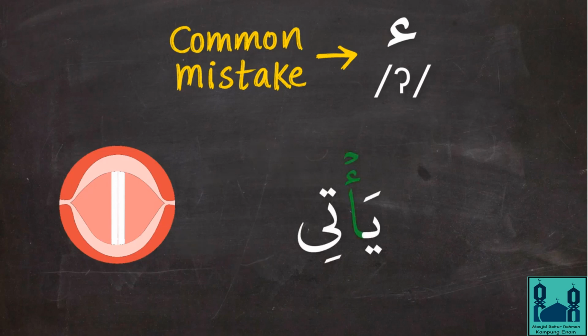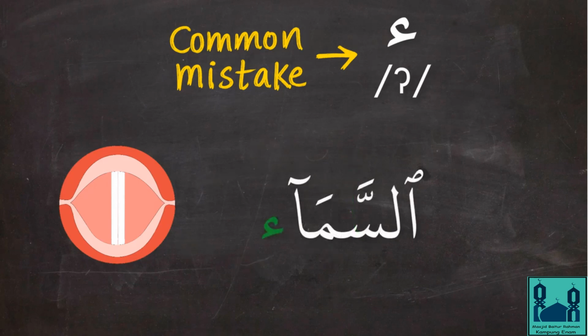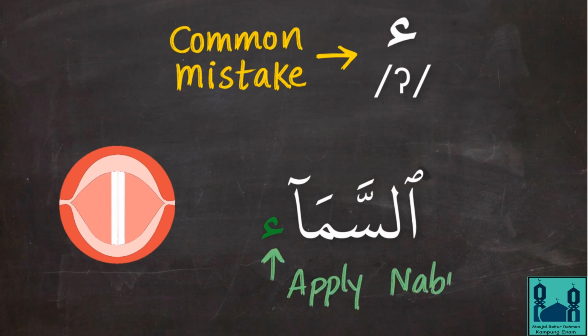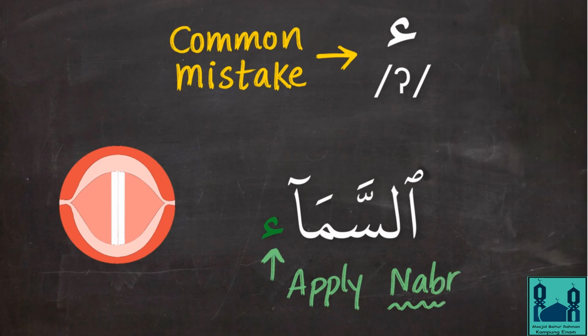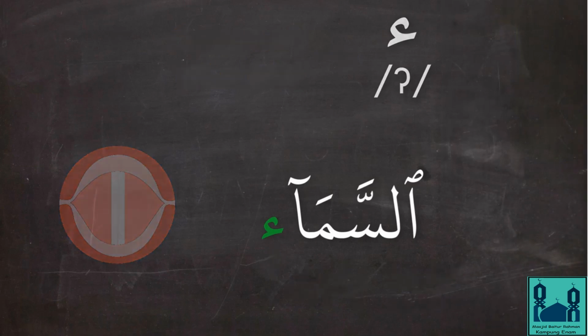يأتي السماء. And what can particularly help when hamza comes at the end of the word, like in the word as-sama', is applying proper nabr. And this is a skill that I explained in a previous lesson before. So if you want to know what it is, you can check out this lesson. It will help you a lot with pronouncing hamza in this particular position.